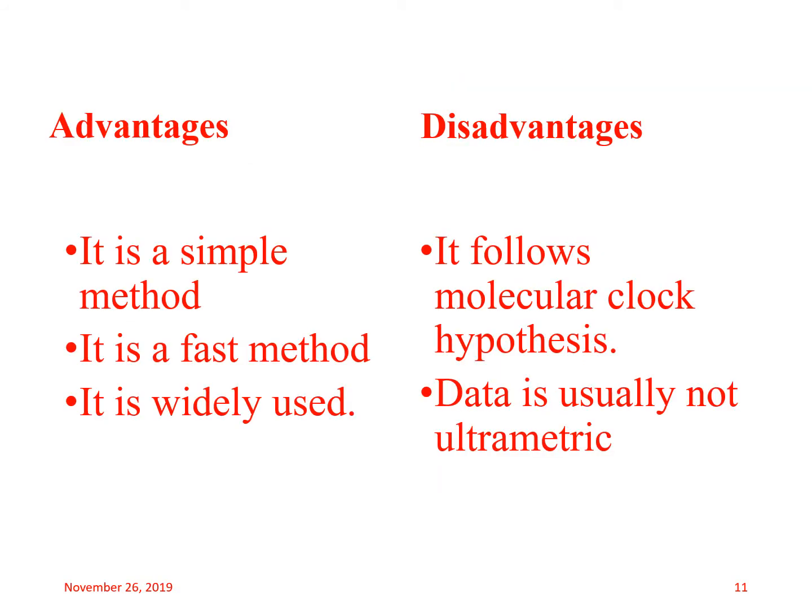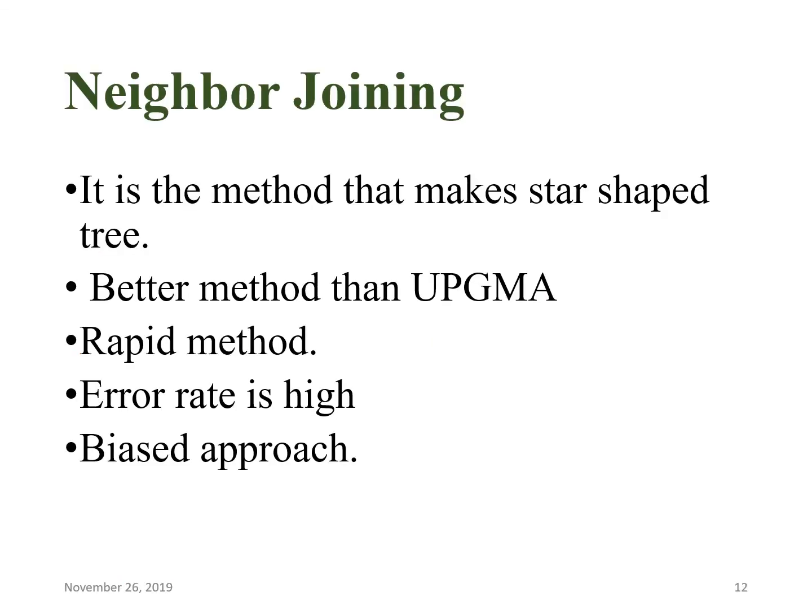Now, coming to the advantages and disadvantages of the UPGMA method. It is a simple method, a fast method, and a widely used method. But this method also has certain disadvantages. It follows the molecular clock hypothesis and data is usually not ultrametric. Now coming towards our second distance-based method, neighbor joining. In this method, a star-shaped tree is made. This method is better than UPGMA in the sense that it gives better results and it is also a rapid method. But in this method, the error rate is high and it also involves a biased approach.